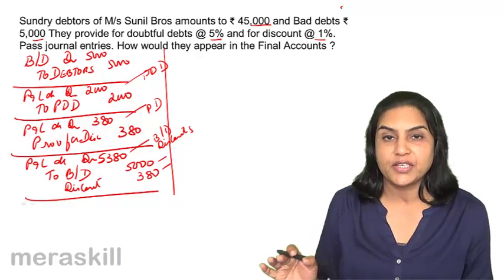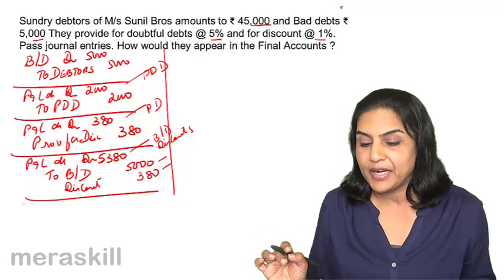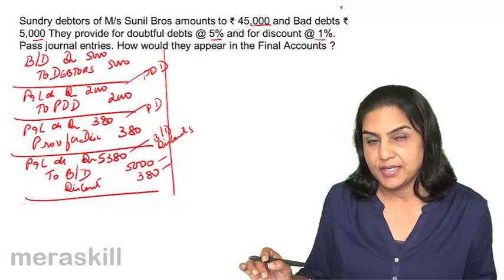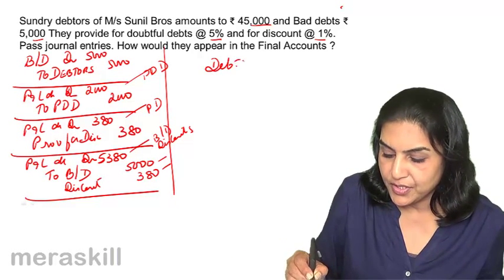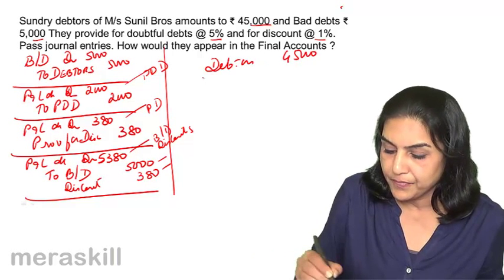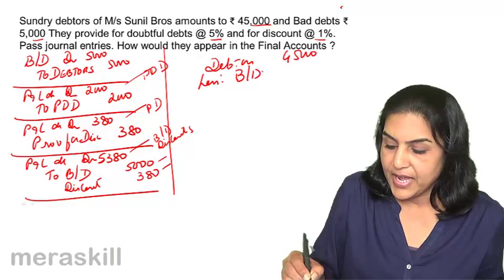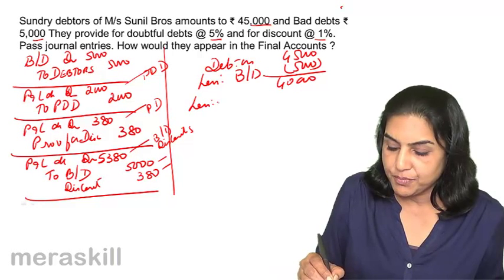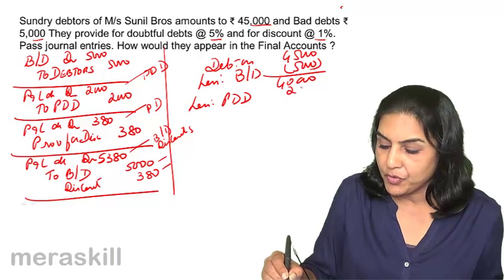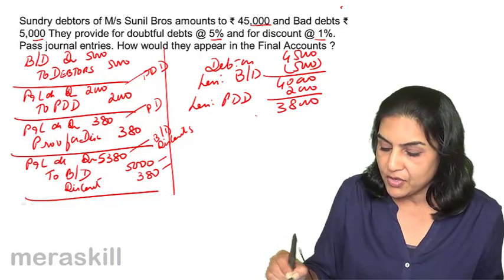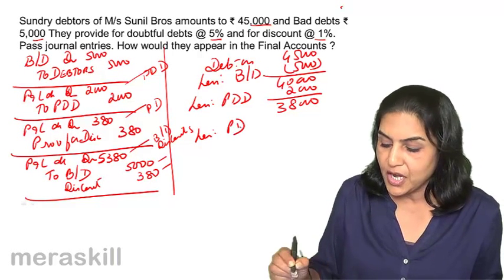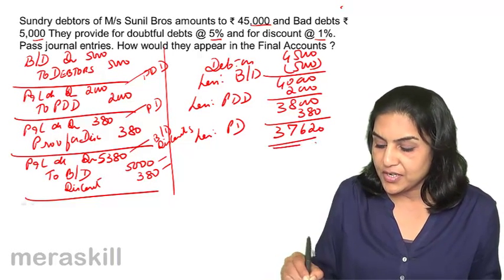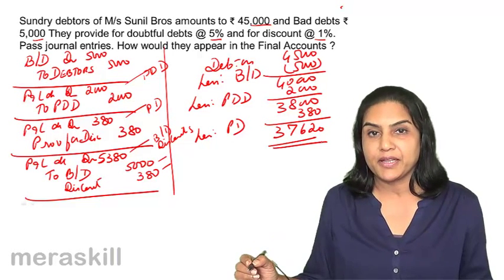Balance sheet, we have already seen before how it is reflected in the balance sheet. It's shown as debtors less. Let us do it once more. Debtors was 45,000 less bad debts of 5,000. A quick recap: 40,000 less provision for doubtful debts, an amount of 2,000, giving us 38,000. Less we had provision for discount on debtors of 380, giving us 37,620. This is how it would appear in the balance sheet.